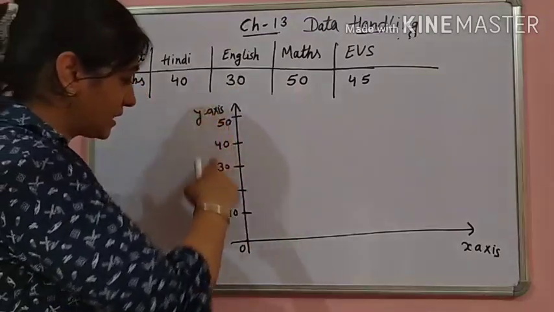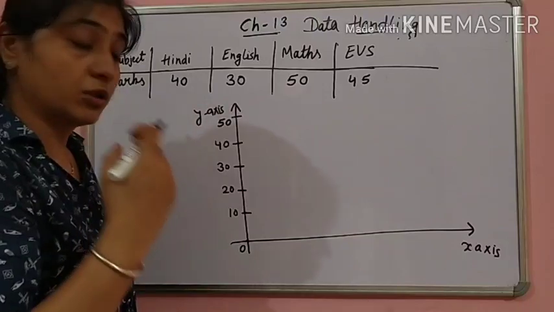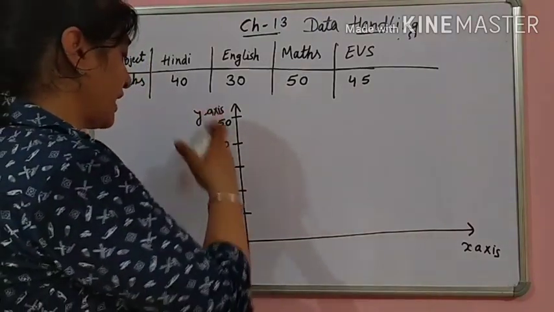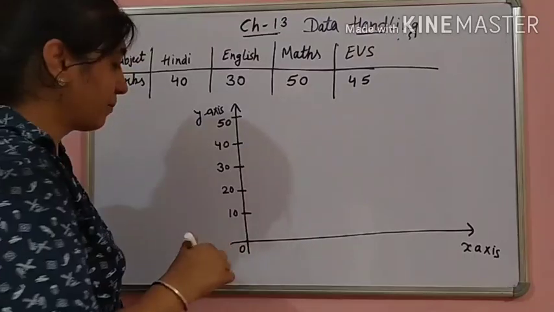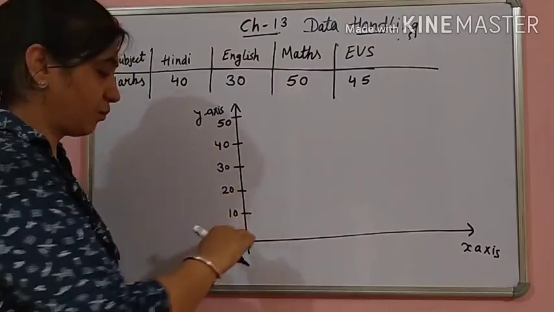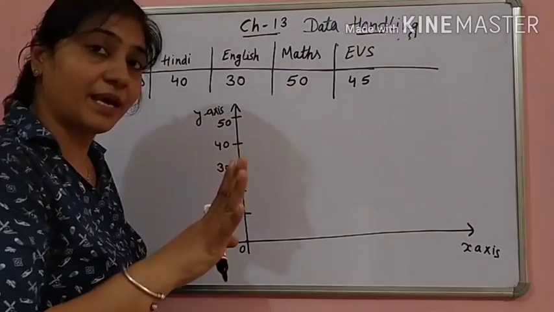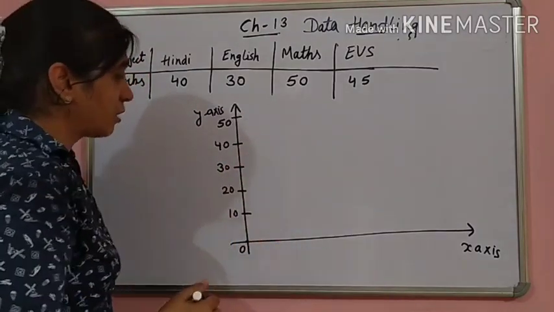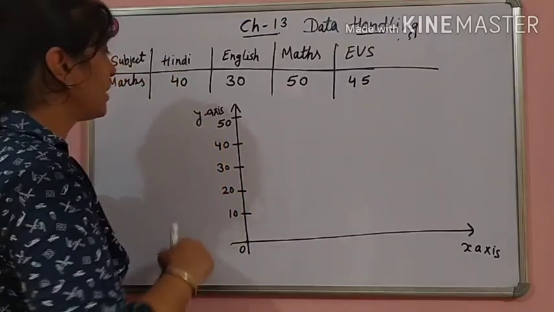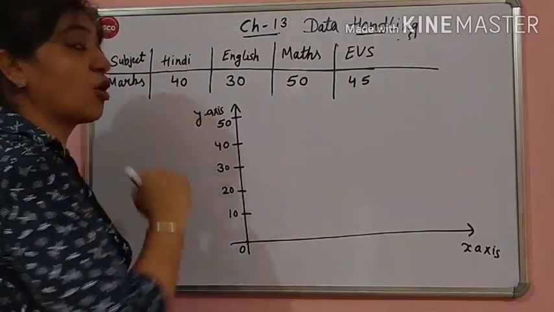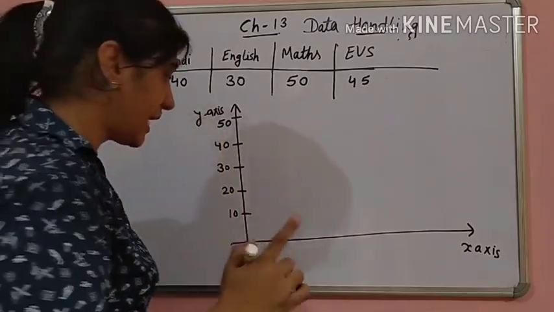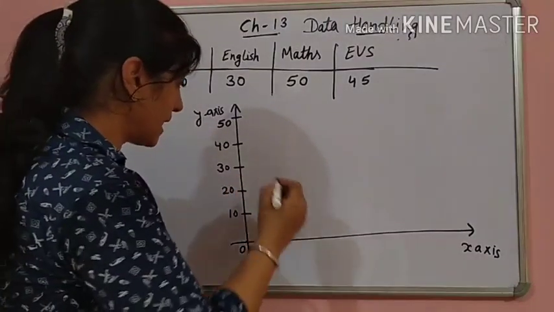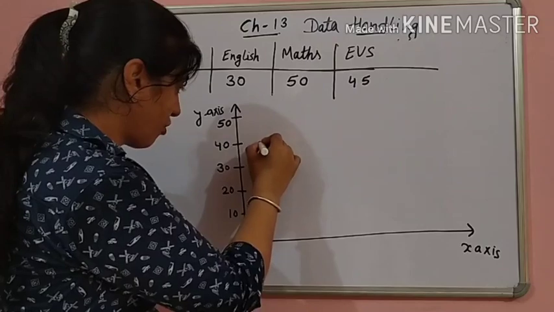See, these numbers should also have an equal gap. It means we have to take them in a pattern. If I am taking the first point as 5, then the next number will be 10, the next 15. Okay, now see the first subject, Hindi. In Hindi, how many marks are scored? 40. So it means we have to draw a rectangle or bar till the length of 40.